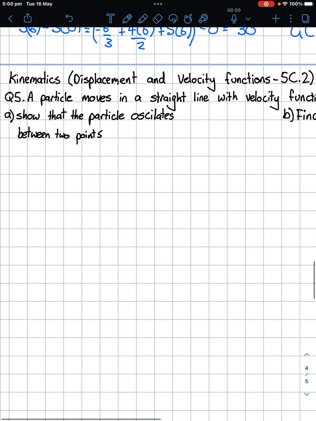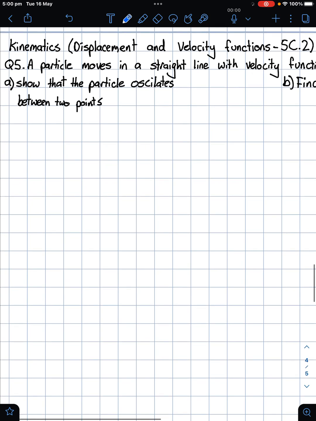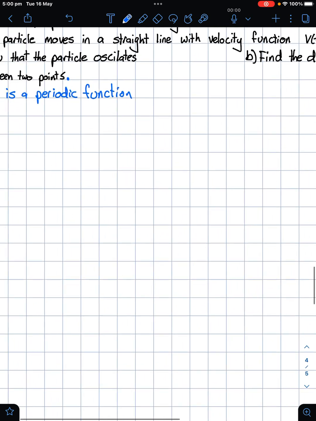Now, straight off the bat, we're going to do the integral, because show that the particle oscillates between 2 points means we want to show that its displacement goes up and down. This is talking about displacement here. So this is asking, show that s of t is also a periodic function. So to find s of t, we do the integral of the velocity, which is cosine t.